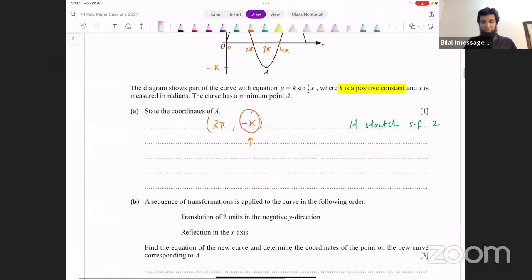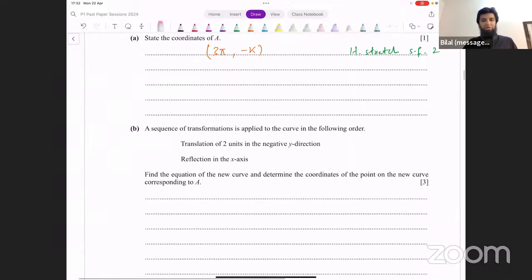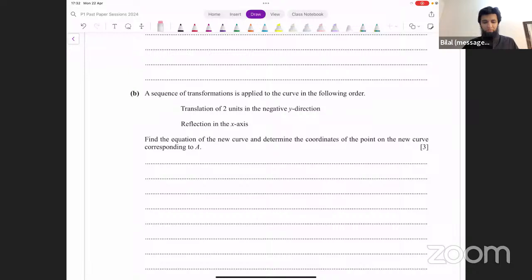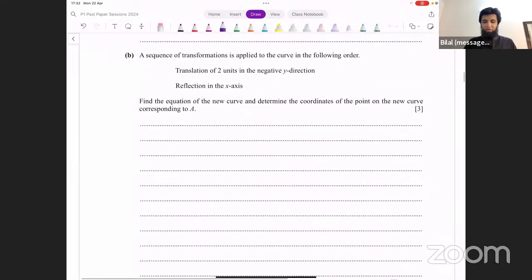Let's have a look at the next one. Now it says a sequence of transformations, that means more than one transformation, they're applied to the curve in the following order. Now it says translation of 2 units in the negative x direction. So that means vertically, the graph is going to move 2 units down. Reflection in the y-axis, in the x-axis, sorry. Reflection in the x-axis. That means the line of reflection is x-axis.